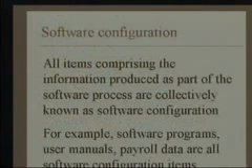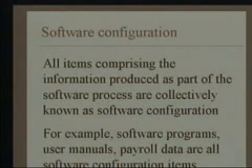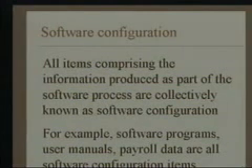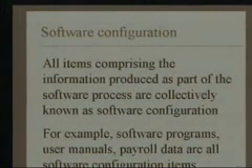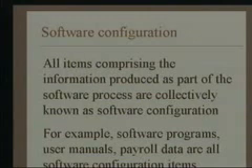What is software configuration? All items comprising information produced as part of the software process are collectively known as software configuration. For example, you have software programs, you have user manuals, payroll data. They are all software configuration items because they are all products of the system. They are all information that is produced as part of the system. So, these are SCIs, software configuration items.